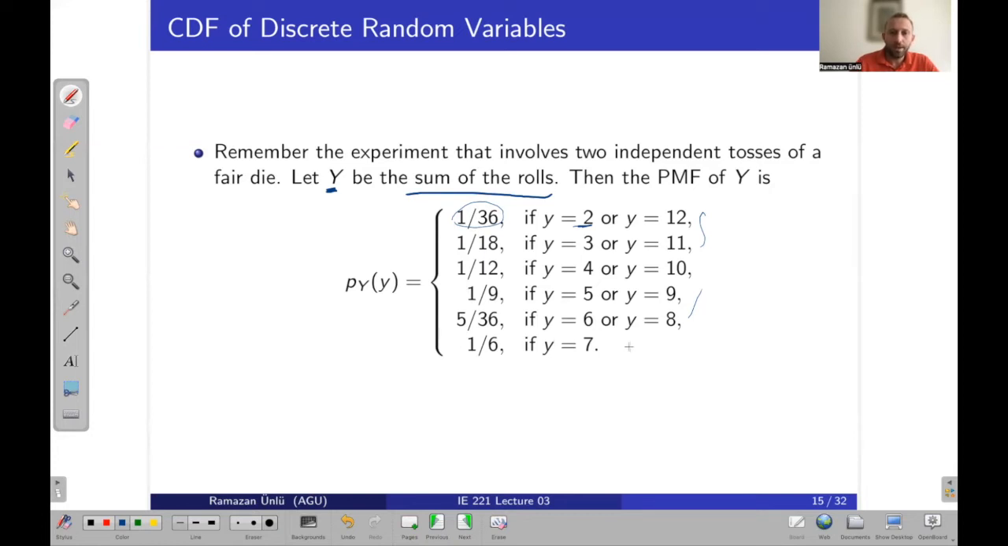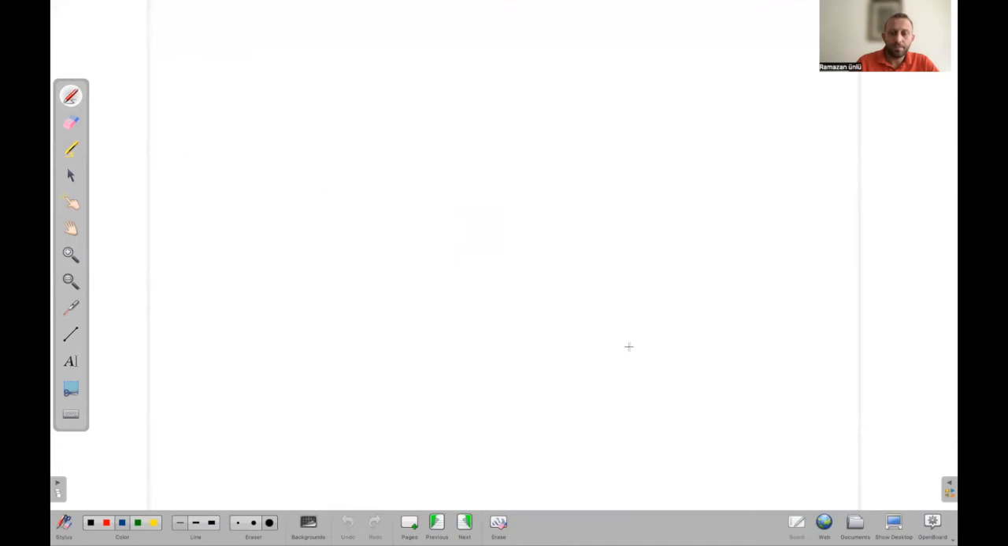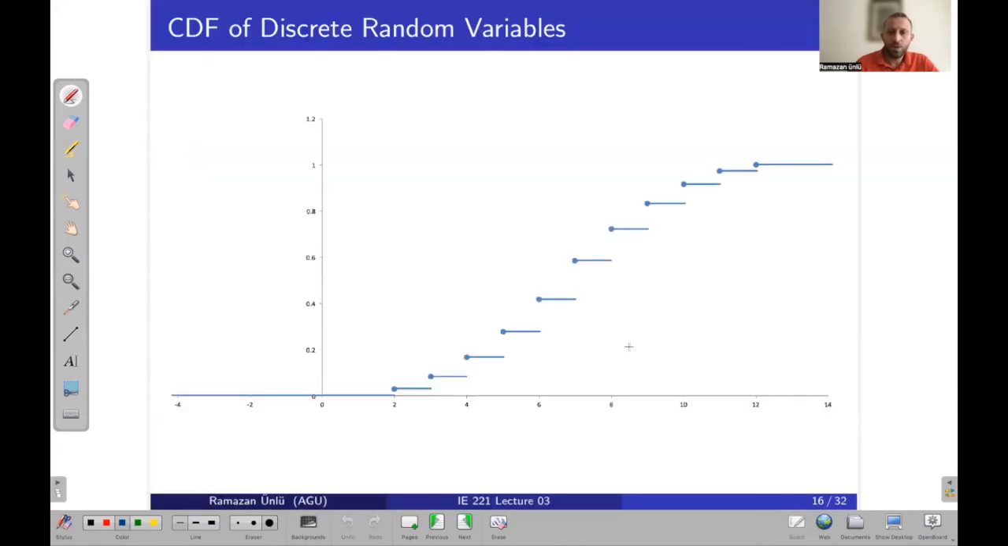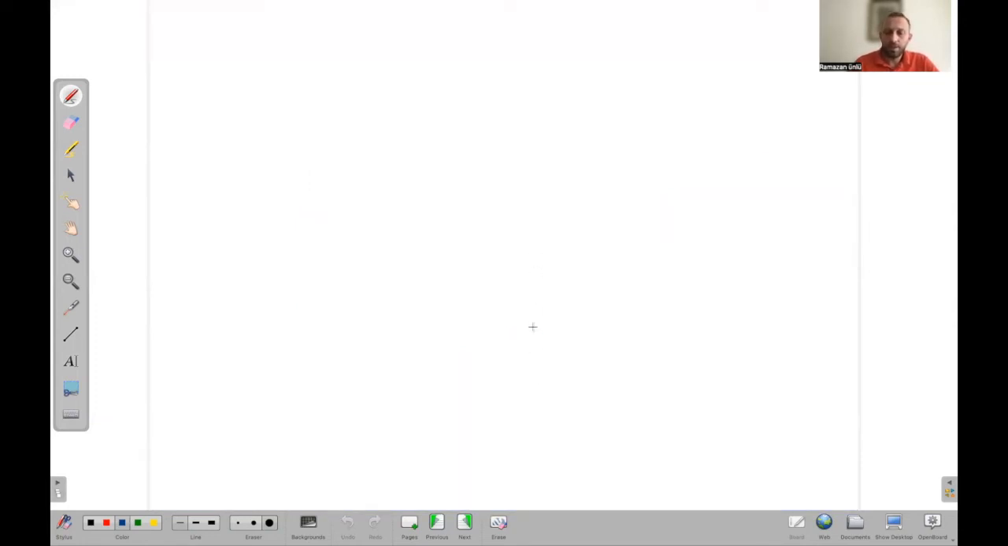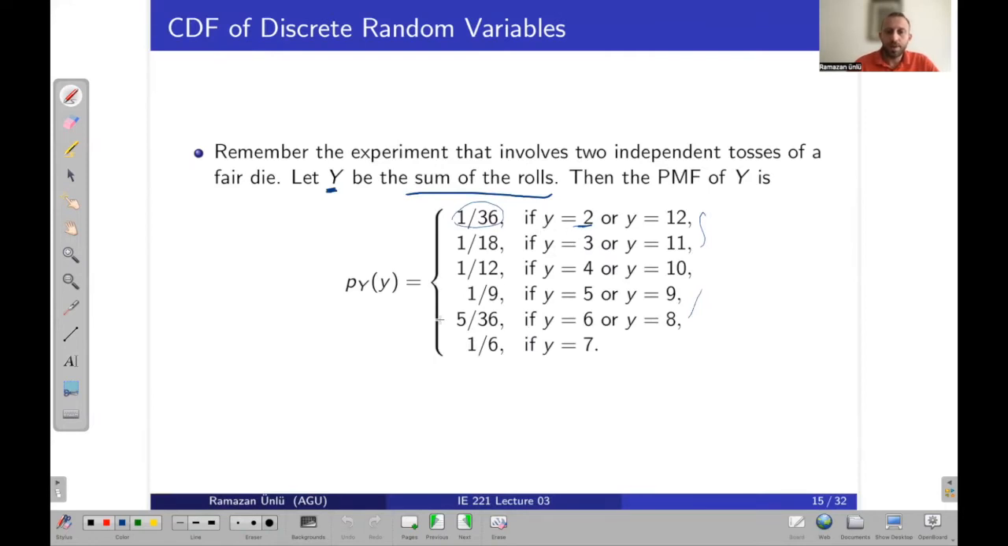By using this PMF, these individual probabilities of the random variable, you can create the CDF of the random variable, right? So here, for example, if y is equal to 4, I can look at the PMF, and the probability of this condition is 1/12.